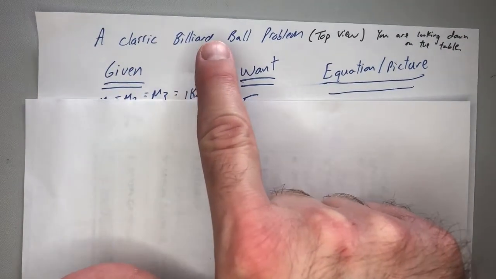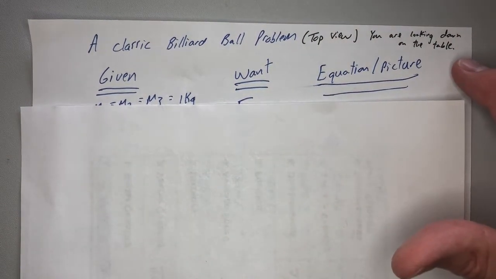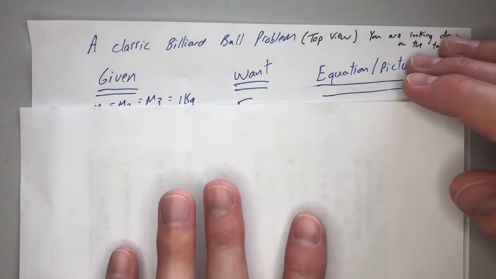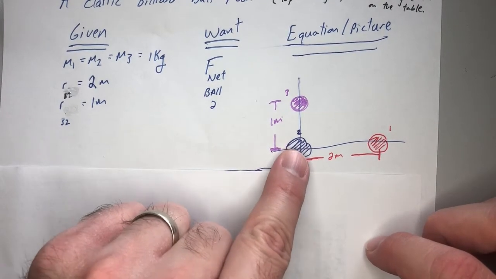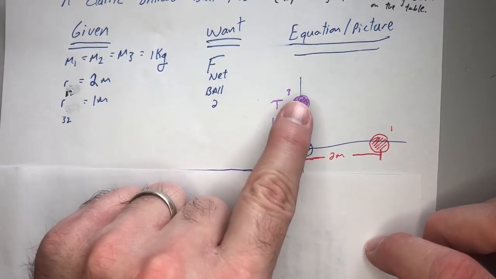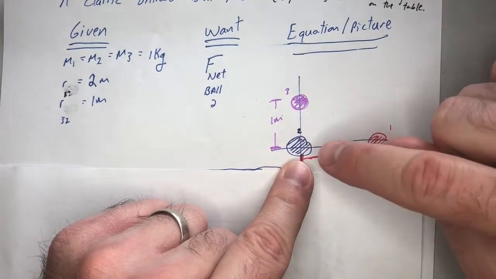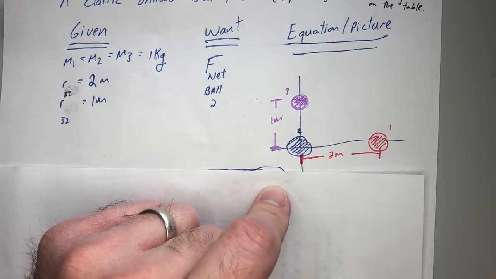You have a classic billiard ball problem, and we're going to look at a top view of the situation, looking down on the table. We'll call it a frictionless table because it would get too nasty if you put friction in there. I'll explain the picture first. You have a cue ball right at the origin, we'll call it the blue one. Then you have the purple ball up here, and a red ball right here. The purple ball is 1 meter away from the origin. The red ball is 2 meters away to the right from the ball at the origin as well.